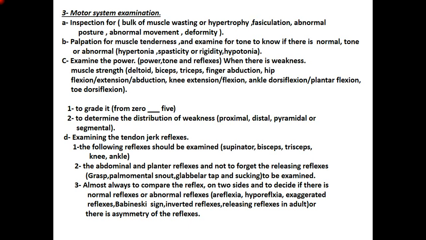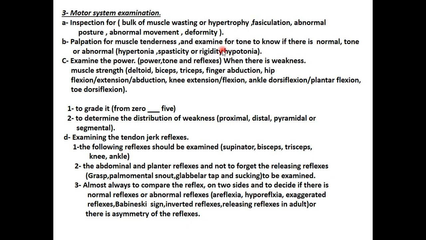So the third step in examination of the patient neurologically: we started with general neurological examination, then cranial nerve examination, now motor system examination. Motor system examination starts by examining the muscles, looking for the bulk of the muscles, if there is any wasting, atrophy, hypertrophy, fasciculation, any abnormal posture or abnormal movement or even deformity. Then you have to palpate for muscle tenderness and examine for tone.